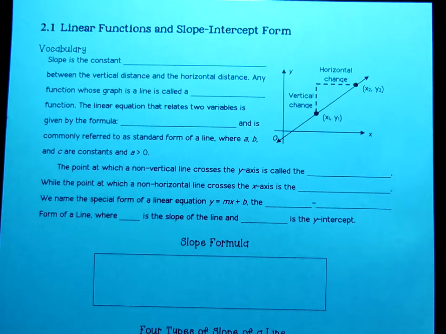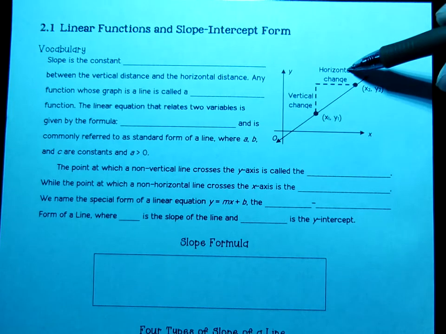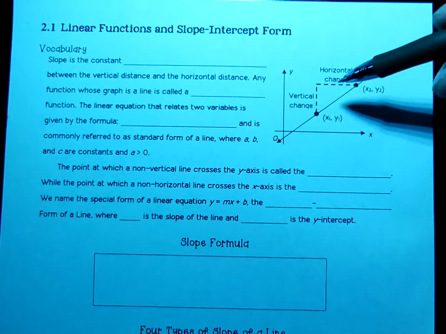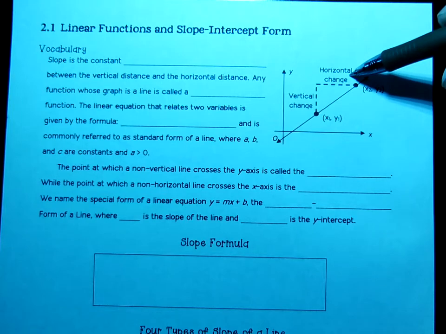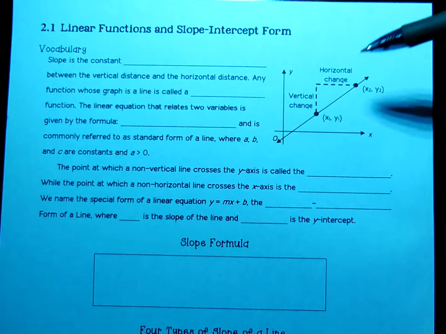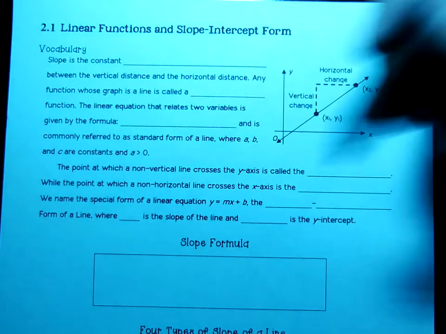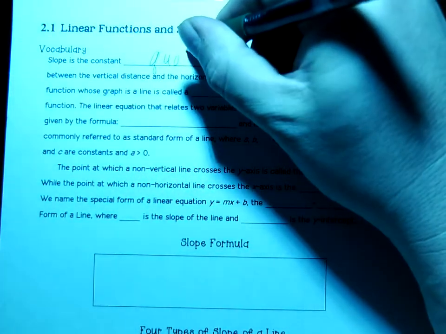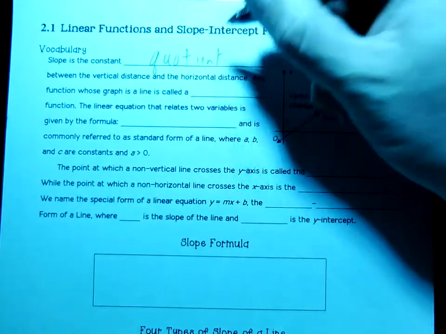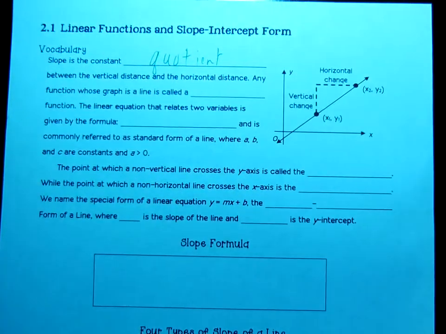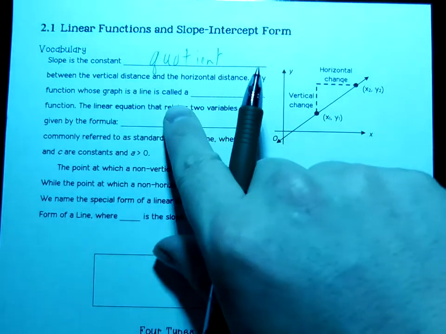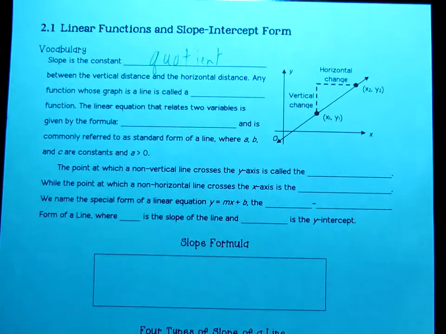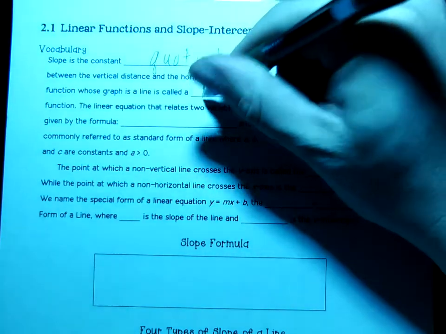Let's begin. Slope is the constant vertical change divided by horizontal change, or you could say the quotient, actually, is the key word here, the quotient between the vertical distance and horizontal distance. Any function whose graph is a line is called a linear function. Linear.